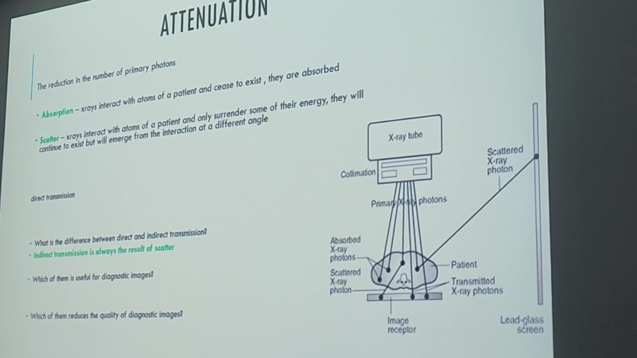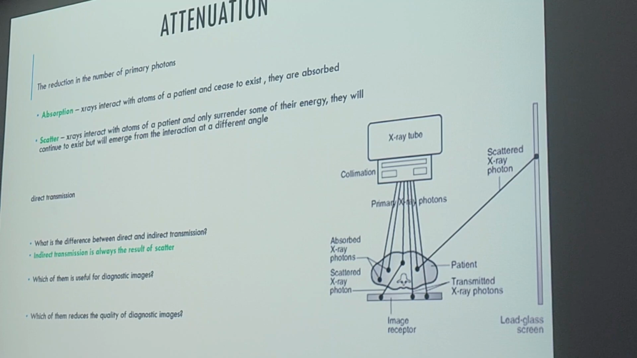Direct transmission, what do you think that is? Going through the patient, it doesn't interfere with anything. It just goes straight through without interaction in the patient. And what is the difference between direct and indirect transmission? Indirect is not absorbed, but scattered. So indirect transmission keeps going, but it has slowed down and changed direction. Direct just goes through without interaction. Indirect interacts with matter, slows down and changes direction, but still reaches the IR.